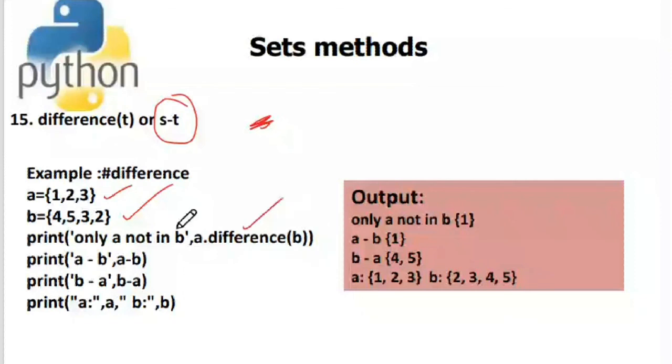What is the result of A minus B? Only elements in A, 1, right? So 1 is the answer. Very good. Okay, so I can also use this method.